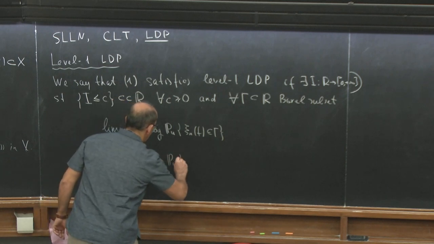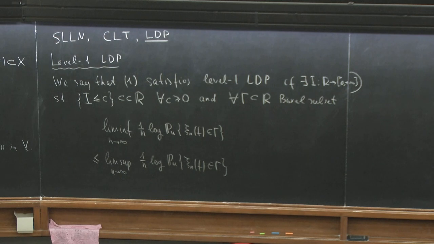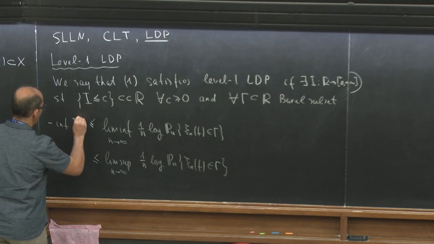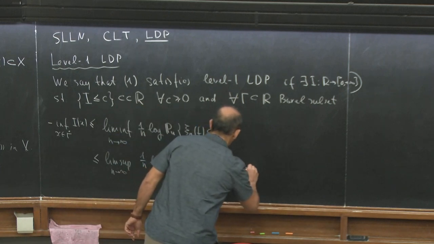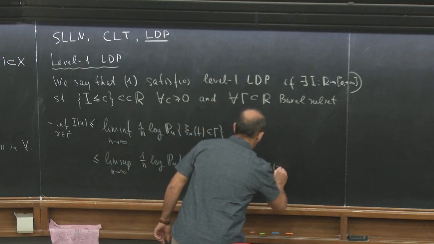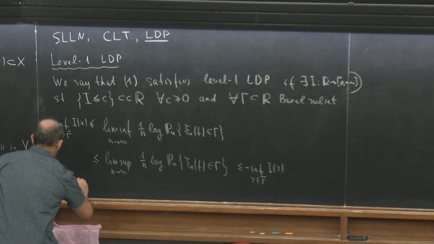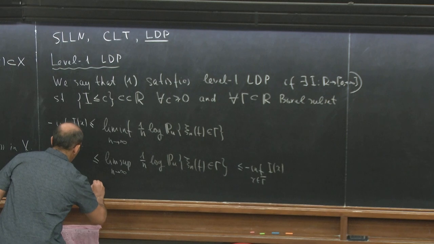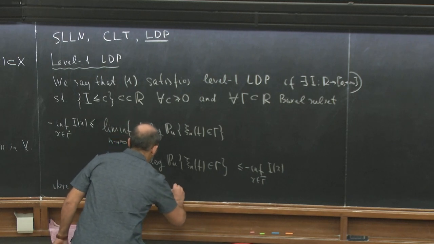For the moment, I didn't write anything. And the meaningful part is the following. So this should be greater than minus the infimum of I(x) when x belongs to the interior of gamma. And this should be smaller than minus the infimum of I(x) when x belongs to the closure of gamma. So let me write here where gamma dot is the interior of gamma, and gamma bar is the closure of gamma.